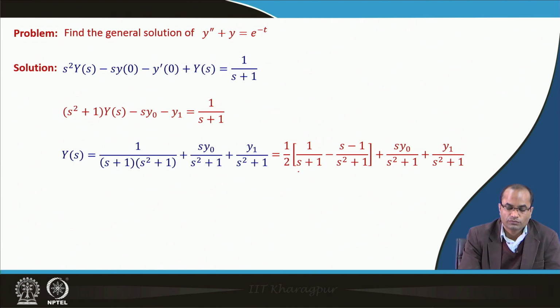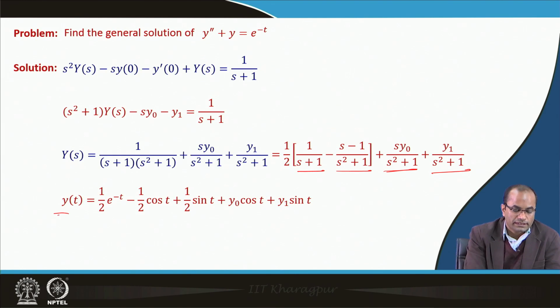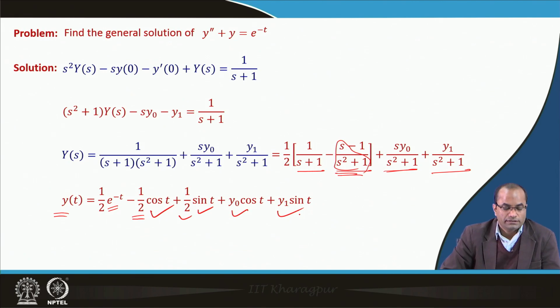That means we have 1 over (s plus 1)(s squared plus 1), and this with y_0, s over s squared plus 1, and with y_1 we have 1 over s squared plus 1. And then taking the Laplace inverse, we will get 1 by 2 e power minus t. Here also we will get 1 by 2 with a minus sign, and s over s squared plus 1 will give cos t. Then we have again here plus half, then we have sin t, we have y_0 cos t, and we have y_1 sin t again.